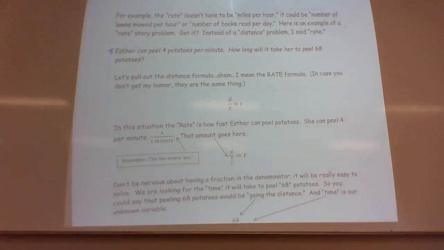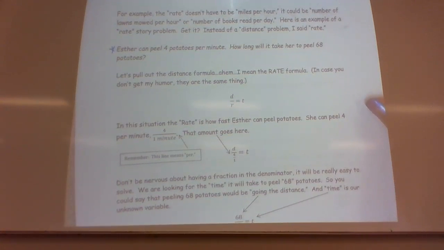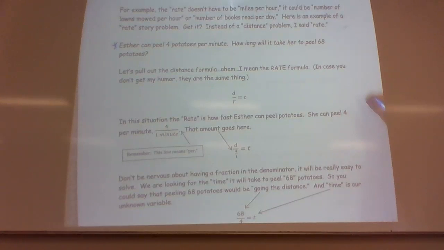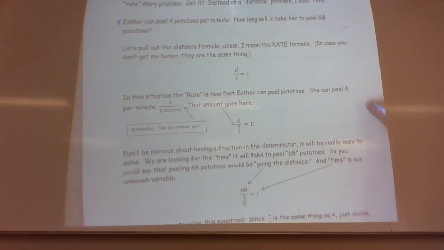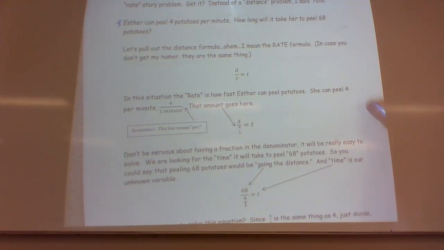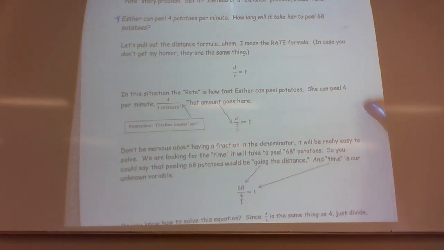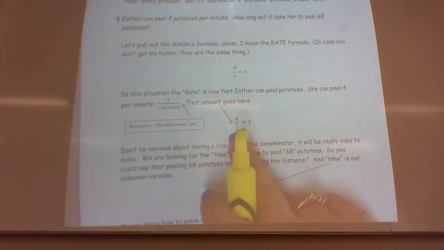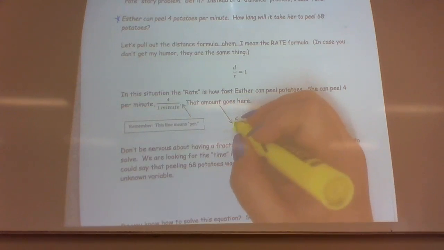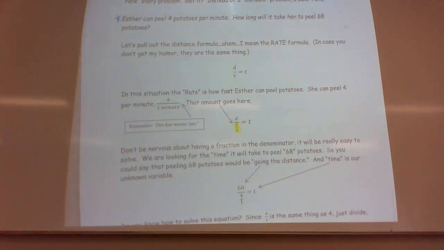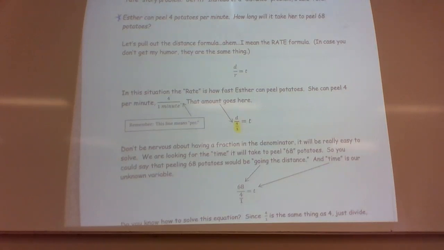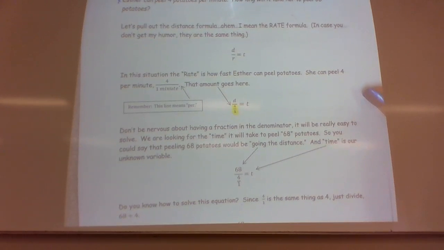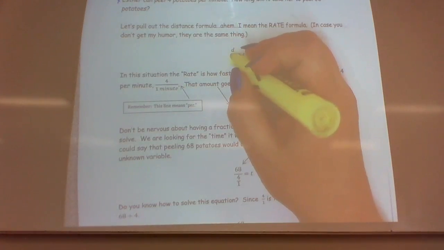Esther can peel 4 tomatoes per minute. How long will it take her to peel 68 potatoes? Alright, so we have the distance over rate equals time. And the rate is how fast that Esther can peel potatoes. Well, she can peel 4 potatoes per minute. And we know that this is a ratio of 4 to 1. Okay, or 1 minute for 4 potatoes. So we're going to substitute that for our rate. And notice we've put it where our rate would normally be.